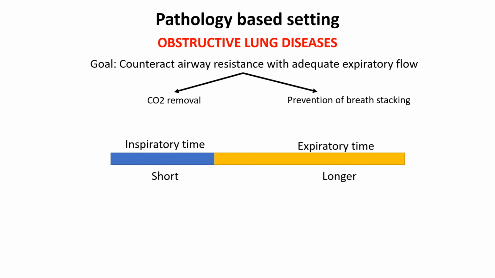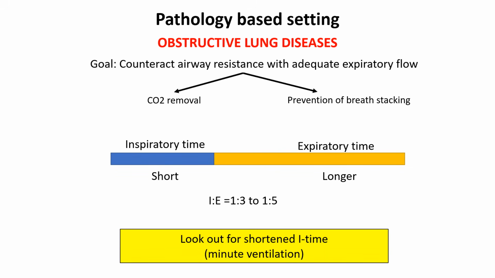The I/E ratio is typically set between 1:3 and 1:5 to accommodate slow expiratory flow in cases of severe airway obstruction. However, shorter inspiratory times may reduce tidal volume, requiring adjustments to the ventilation mode or settings to maintain adequate minute ventilation.